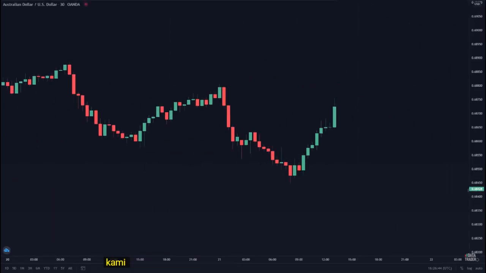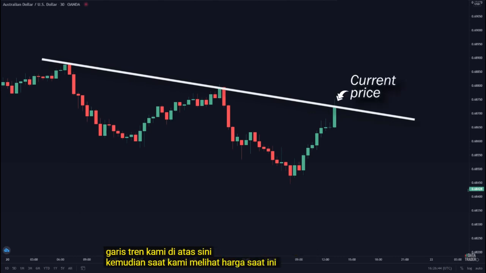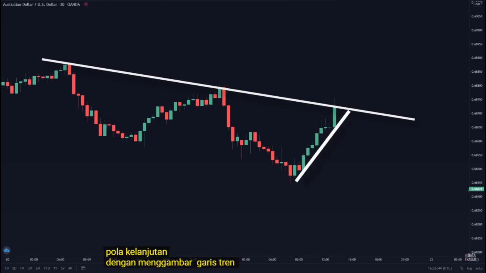In this chart, we spotted a downtrend and so we place our trend line above here. Then, as we look at the current price, we spotted another possible continuation pattern. So the next step is you want to confirm the continuation pattern by drawing a mini trend line at the pullback. And once the price breaks out, you take a sell position.